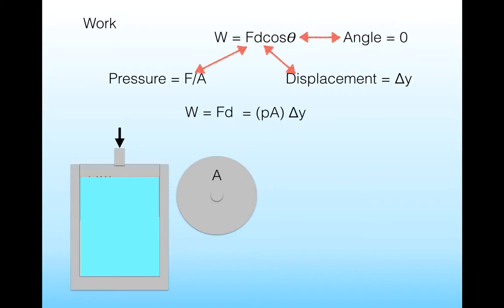Again, we can replace this force by saying it's equal to pressure times the area, where the area is the area of the lid, and the displacement is just equal to the change in the y location, the displacement of the lid in the y direction. Putting this in a slightly different way, we can bring the pressure outside and say it's equal to the pressure times the area times dy. For this piston, we have a fixed area.